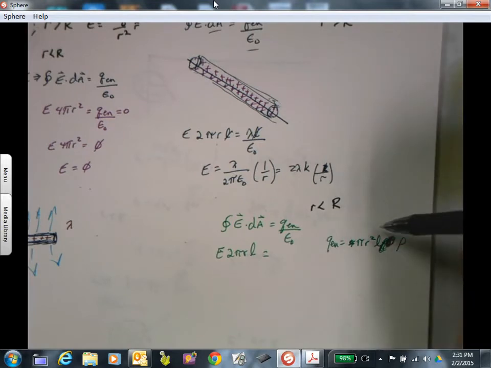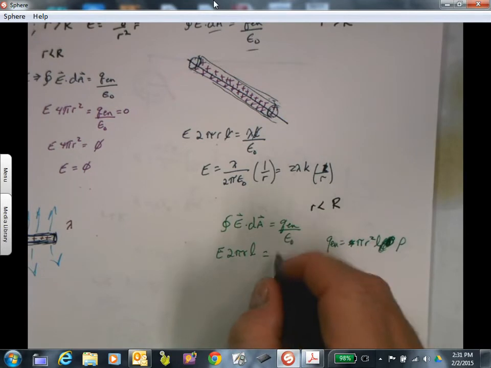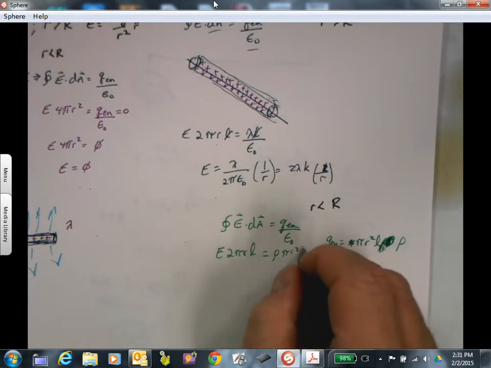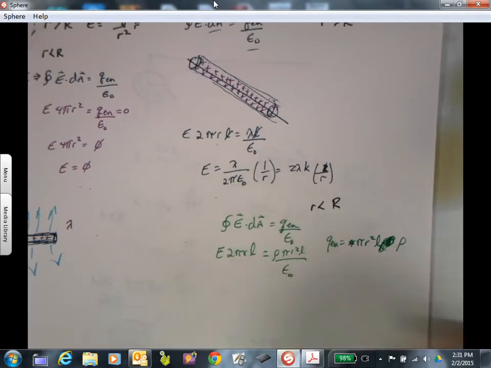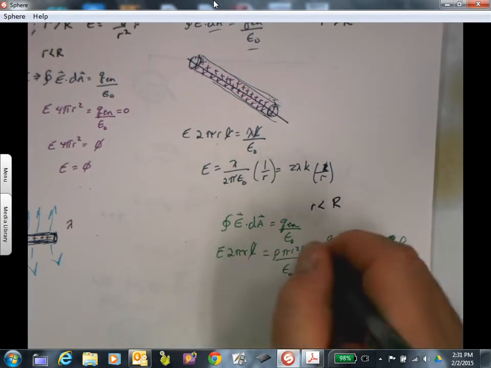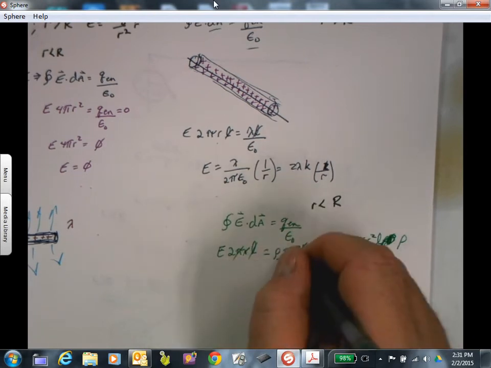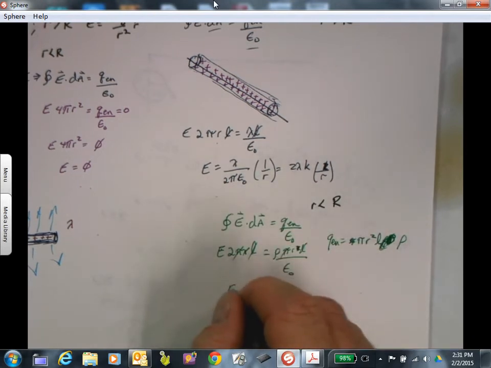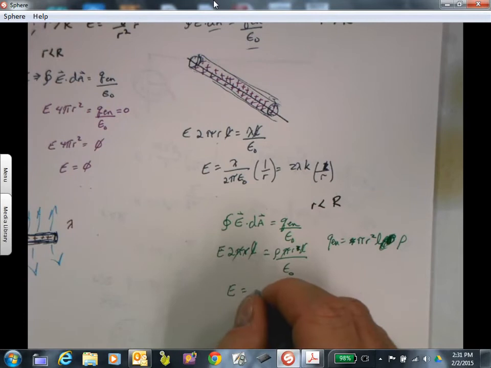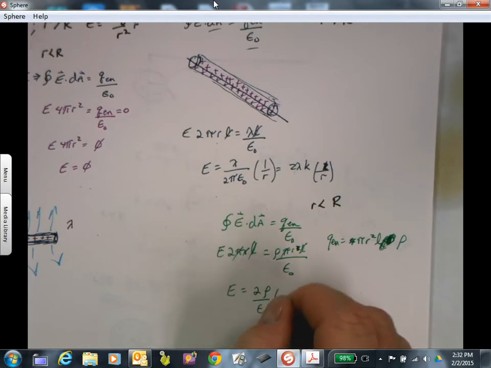Because that's the volume of our cylinder. That's our rho. So this is our total Q in charge. So that's going to equal rho pi r squared L. And now we start canceling again. L is going to cancel. R is going to cancel one of the R's here. Pi is going to cancel. So our field becomes 2 rho on that R.